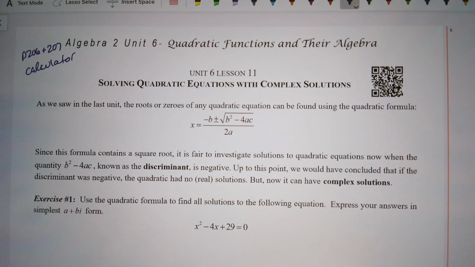Today we're on pages 206 and 207 of our textbook. You need a calculator. Lesson 11, solving quadratic equations with complex solutions.